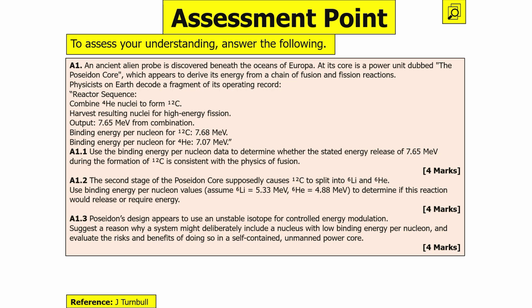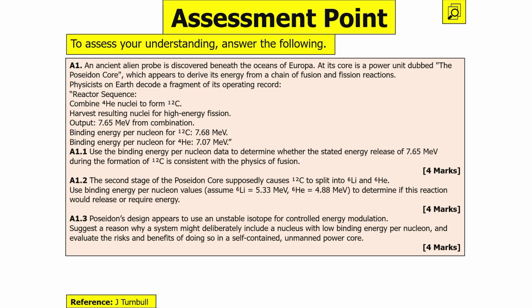Now use the binding energy per nucleon data to determine whether the stated energy release of 7.65 MeV during the formation of carbon-12 is consistent with the physics of fusion. The second stage of the Poseidon core supposedly causes carbon-12 to split into lithium-6 and helium-6. Use the binding energy per nucleon values to determine if this reaction would release or require energy.